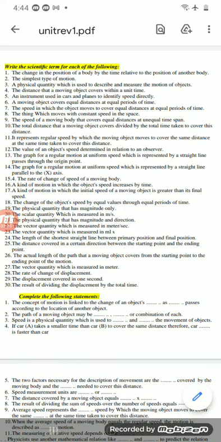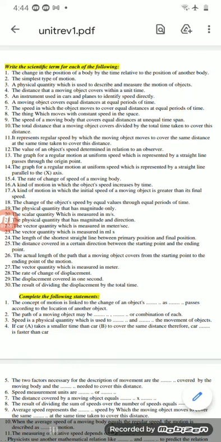Number 6. A moving object covers equal distance at equal periods of time. Uniform speed. 7. The speed in which the object moves to cover equal distance at equal periods of time. Uniform speed. برضو define مكتوب بطريقة تانية لنفس ال scientific term.